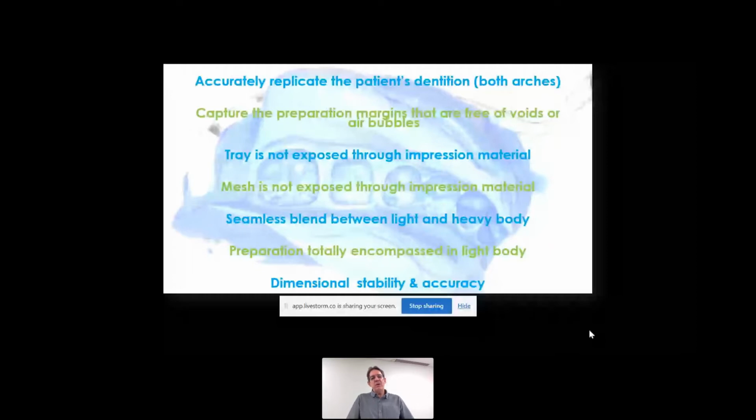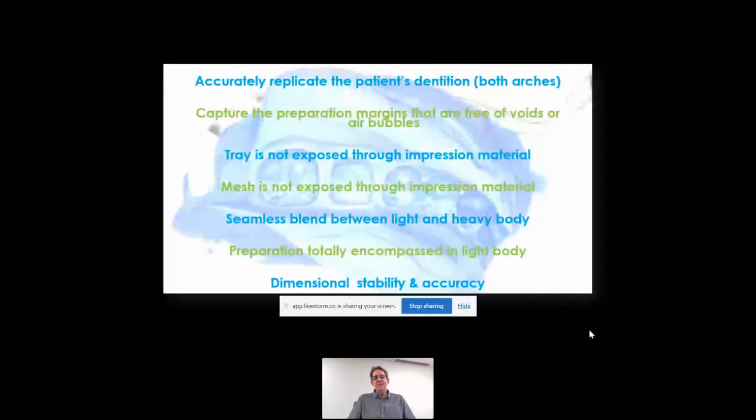And most importantly, and this is where many impression materials fail, we need that entire preparation site totally encompassed in light body. Many times I ask clinicians, why are you putting all this light body around the preparation site when, looking at your impression, it's only captured in the margin? There's a reason why you want that entire preparation site completely captured in your light body material.